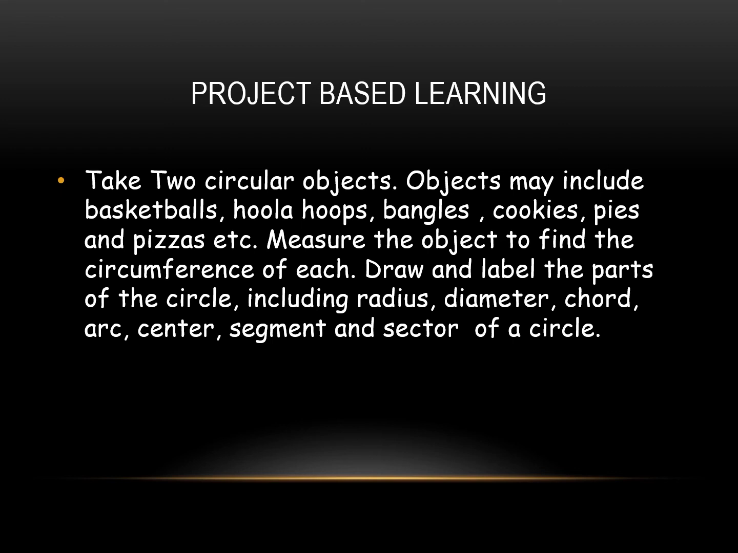So on an A4 size paper, you will write the object name, whichever you have taken, then the circumference of it. Like the two objects circumference, you will work it out. Then also draw a proper circle and label the parts of the circle including radius, diameter, chord, arc, center, segment and sector. Okay, hope it is clear. After that, click a picture of it and upload it.